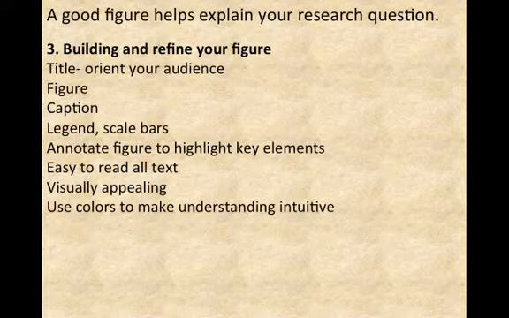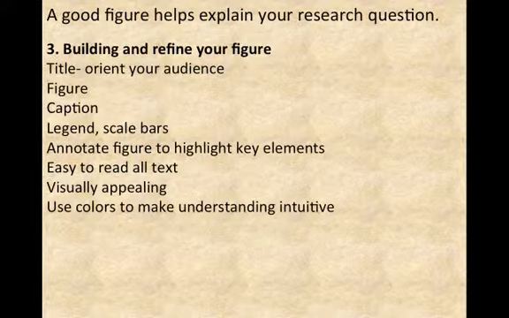So once you've decided what kind of figure you want to build, you're going to need to build and refine your figure. So you need to have a title to help orient your audience. You need to have the figure meet whatever that purpose is. We've talked about that on the last slide. You need to have a caption. Legends and scale bars are really important, especially if you're showing a map or something complex. You want to annotate the figure to really highlight the key elements. You want to make it as easy as possible for the reviewer to grasp the key point of the figure and understand why it's really important to helping explain your grant proposal.